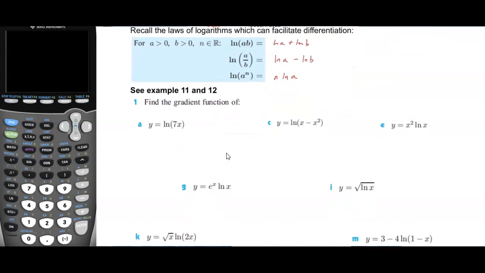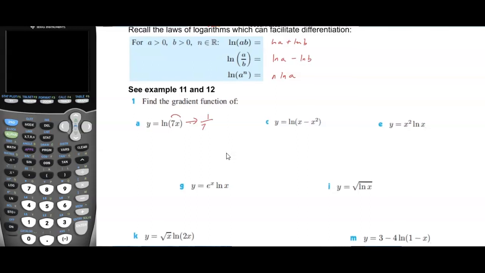Find the gradient function of natural log of 7x. So this is a function inside of a function. We're going to do chain rule. First thing we're going to do is derivative of the outside natural log. So we would just put 1 over the inside function. And then we would multiply times the derivative of the inside function. Weird, the derivative of natural log of 7x is the same as the derivative of natural log of x.